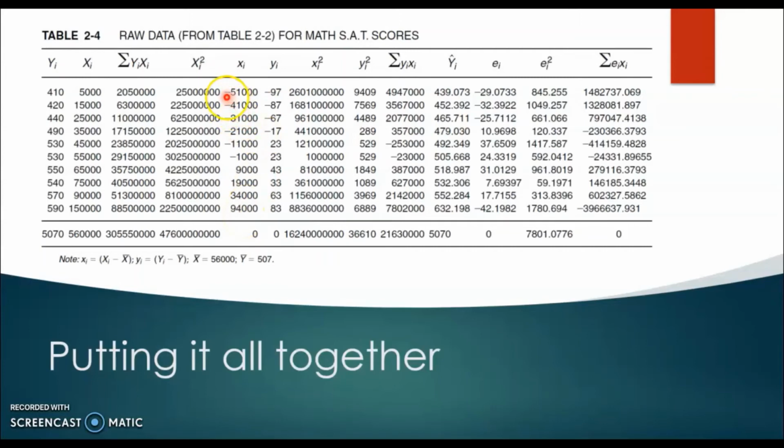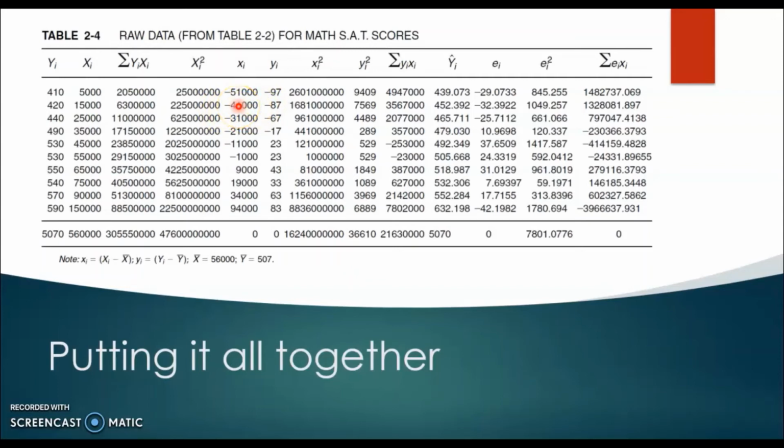So for example, here we have negative 51,000. It refers to 5,000 minus 56,000. So that is what we refer to as the deviation of the value of each observation of the independent variable from its mean value. We repeat the same process again for the second observation. So $15,000 minus $56,000 is equal to negative 41,000. So this is the deviation of x from its mean value for the second observation.